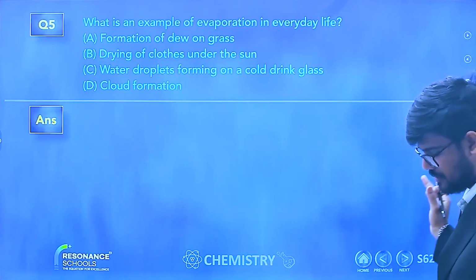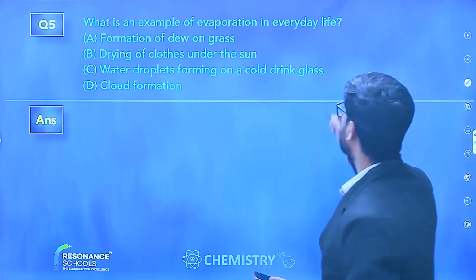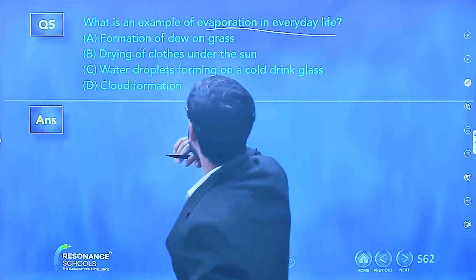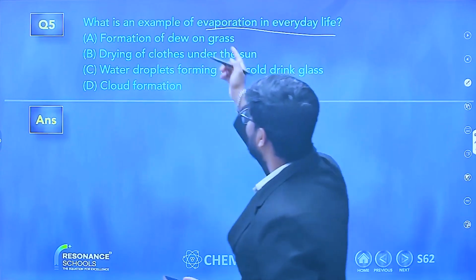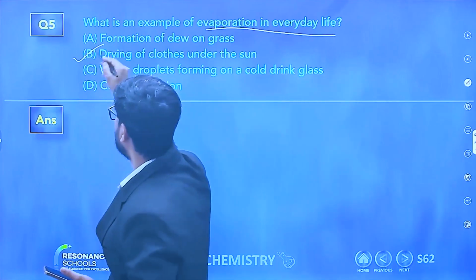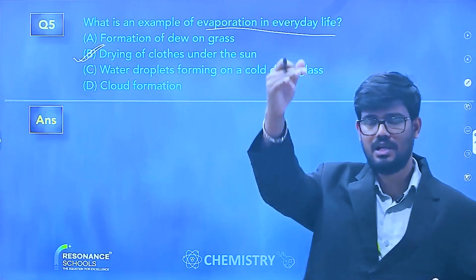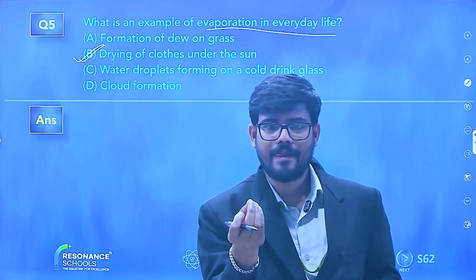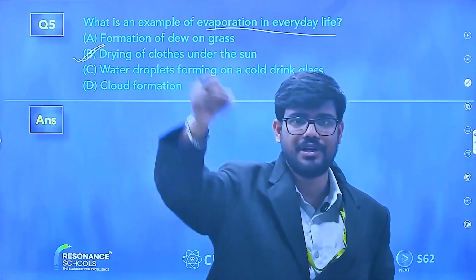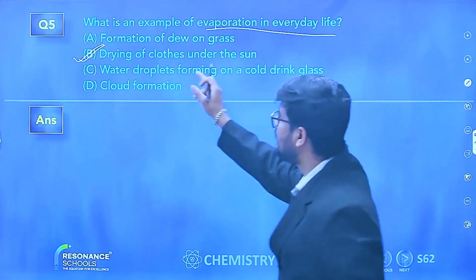Only this chapter, for example. So, what is an example of evaporation in everyday life? Formation of dew on grass? No, that is condensation actually. Drying of clothes under the sun? Yes. See, how is evaporation happening? If you put wet clothes under the sun, then all those water molecules present inside the clothes will be evaporated. You are not boiling that water, slowly it will be evaporated, right? So B is the correct answer here.